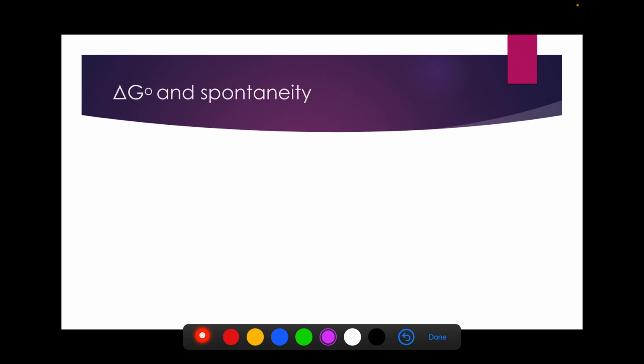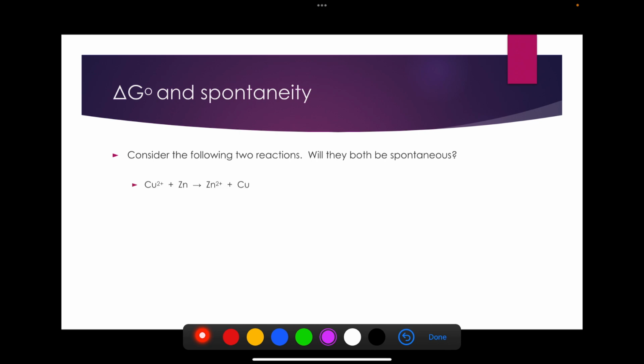Now let's relate cell potential to delta G and spontaneity. Consider the following two reactions. Will they both be spontaneous? Well, if you look closely, you'll notice that the second reaction is the reverse of the first. Therefore, it's impossible for them both to be spontaneous. If one is spontaneous, then its reverse must not be spontaneous.